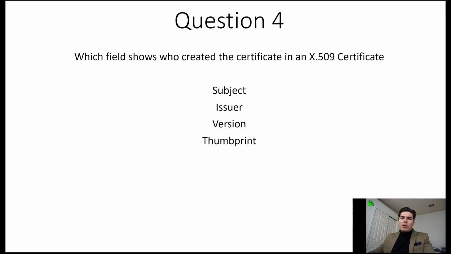Question number 4. Which field shows who created the certificate in an X.509 certificate? The subject has a little bit about the subject of the certificate. The issuer shows who created the certificate, the version, such as the version number, and the thumbprint, which is a unique value and hash of the certificate. When you think of a thumbprint, think of something that is unique to you, and that's why they call it a thumbprint, because a hash value is a unique value.